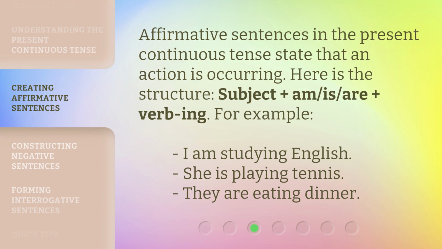Affirmative sentences in the present continuous tense state that an action is occurring. Here is the structure: subject plus am, is, are plus verb ing. For example, I am studying English. She is playing tennis. They are eating dinner.